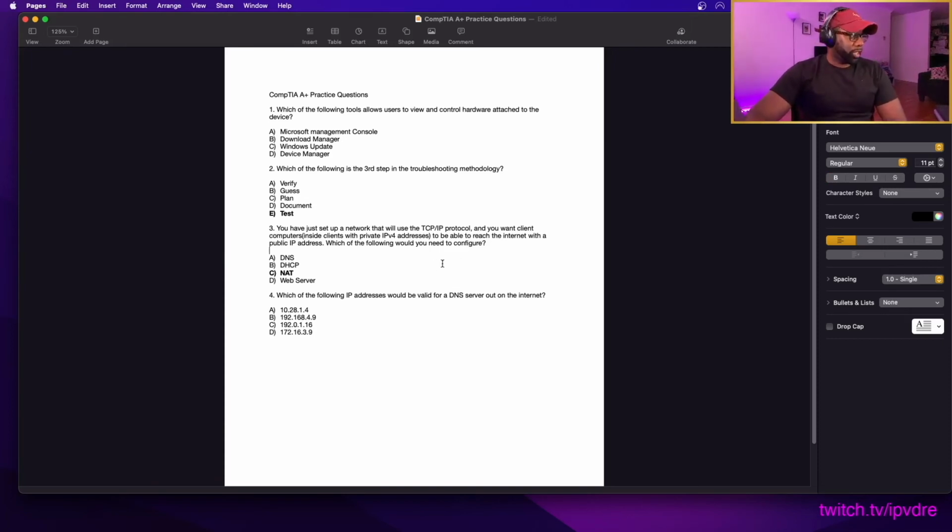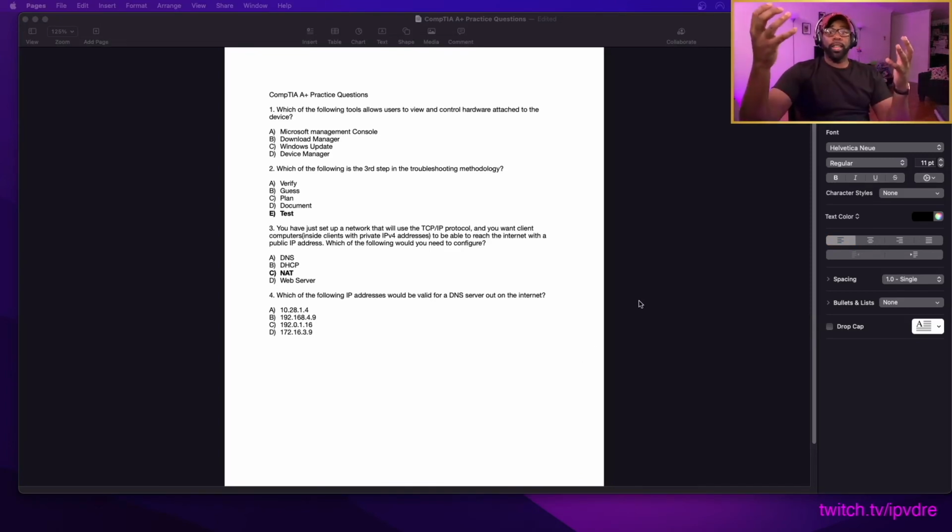Okay, the next question, more networking. Which of the following IP addresses would be valid for a DNS server out on the internet? So remember, private IP addresses are not routable. They cannot communicate out on the internet in and of themselves. They have to be translated to public IP addresses. So that's the first thing you can think of, right? So you know that it's not going to be a private IP address. And it has to be a public IP address because the DNS server is a public device, typically.